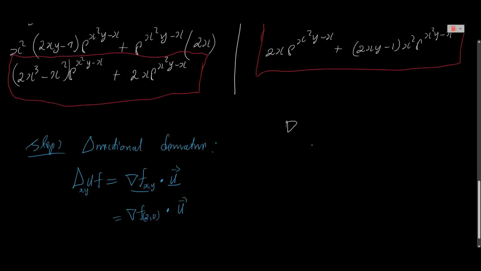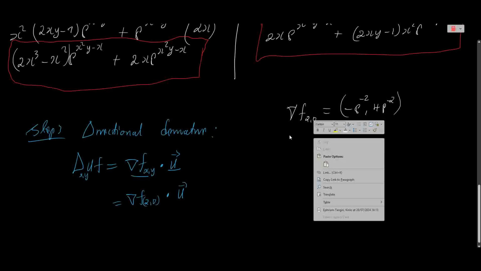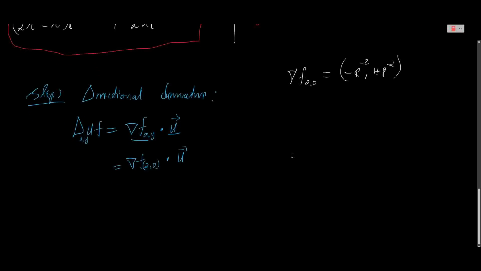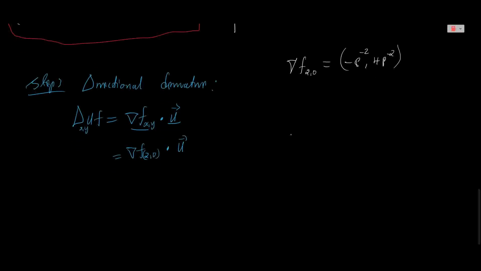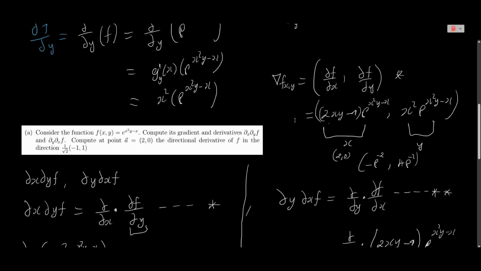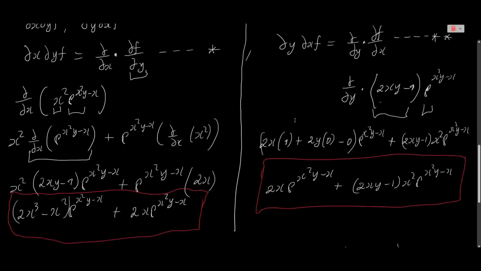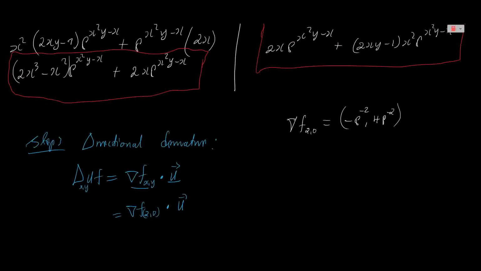So we saw here that our gradient at the point 2 comma 0 is minus e raised to the power minus 2 comma 4 e raised to the power minus 2. So those are our two components. That is our gradient at the point 2 comma 0. And we saw that our directional vector from the question was 1 on root 2 times negative 1 comma 1.